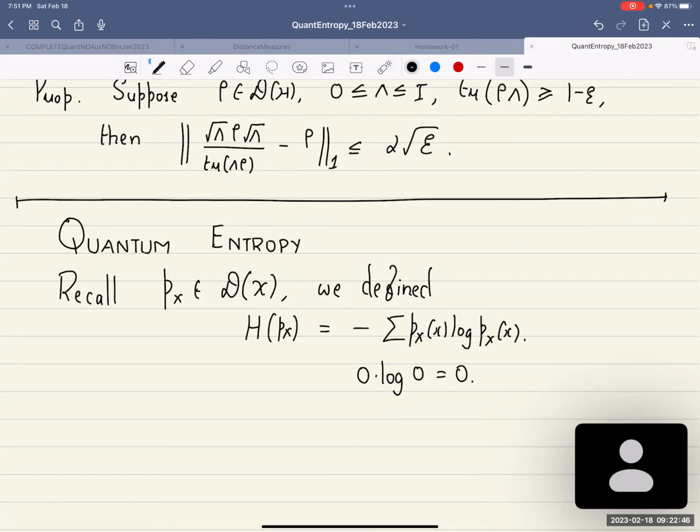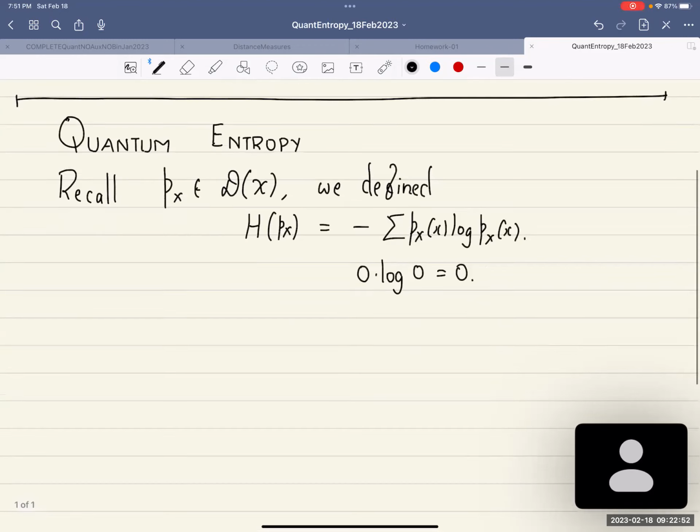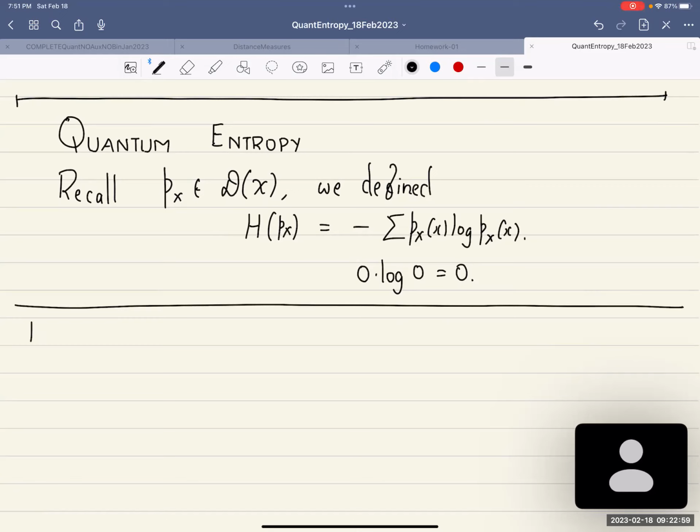Sometimes you will get that in your expressions, so we just use this convention. The other way is to just remove all those terms that are 0. Okay, so I will state the definition for the von Neumann entropy, and then we prove properties.